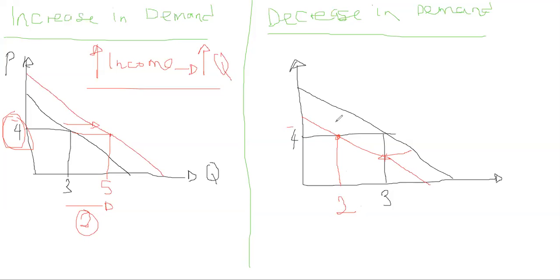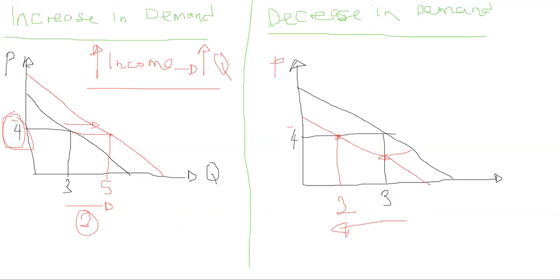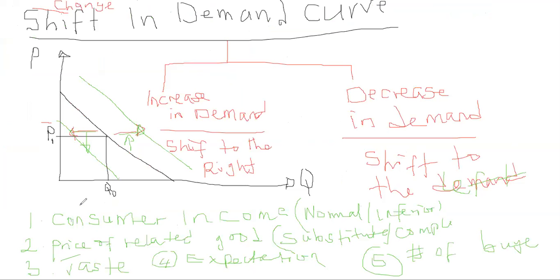So we see that this is our old demand curve. This is our new demand curve. So we see that there is a decrease in quantity demanded. But this decrease is not caused by price, but it's caused by other factors like this, 1, 2, 3, up to 4. So this is what we mean by increase or decrease in demand. So let's look at these factors that cause demand to change.